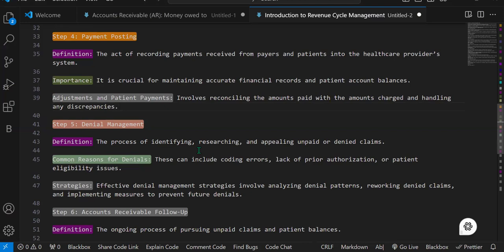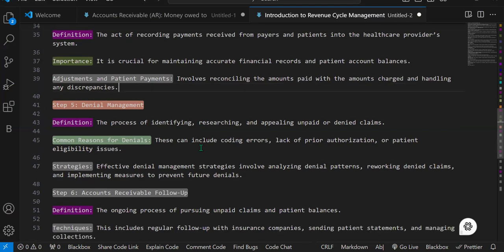And patient eligibility strategies. Effective denial management strategies involve analyzing denial patterns, reworking denied claims, and implementing measures to prevent future denials. So these are the strategies we have. We will see some patterns in denials, which we can understand while working. Reworking denial claims: if the claim is not settled, we have to rework the claims, and implement measures to prevent future denials. So these are the denials.